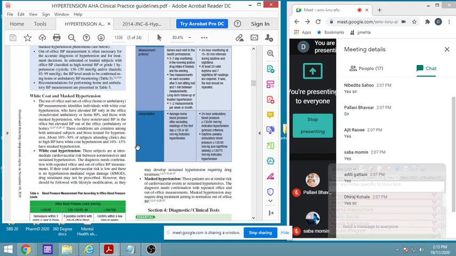Masked means the hypertension is not seen when it is measured in the office, but at other times it is there.